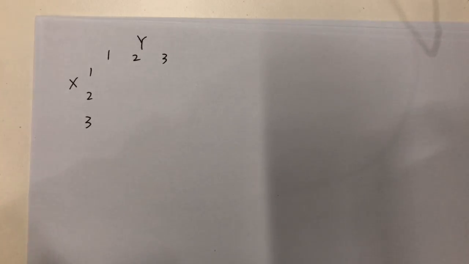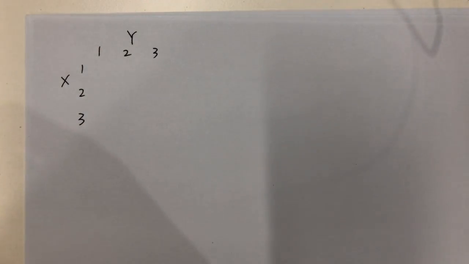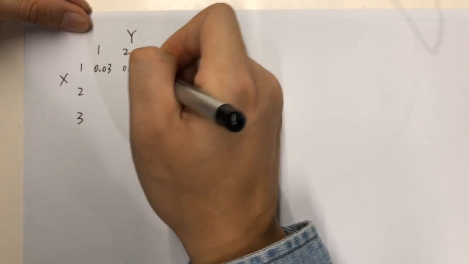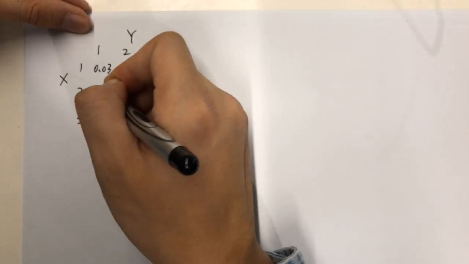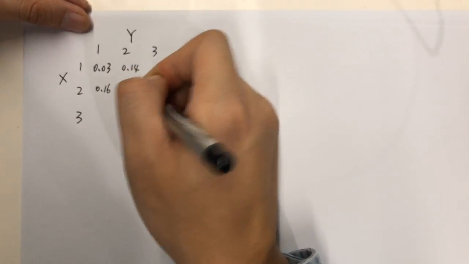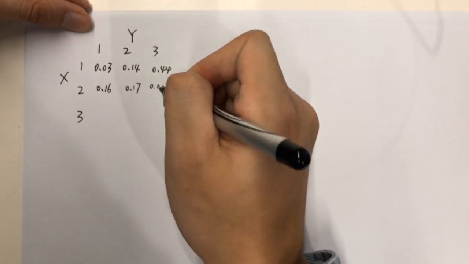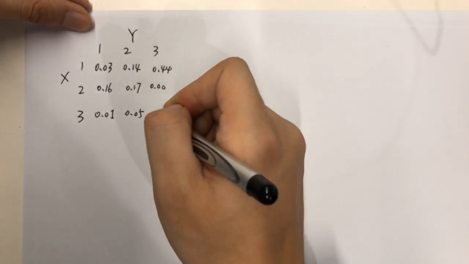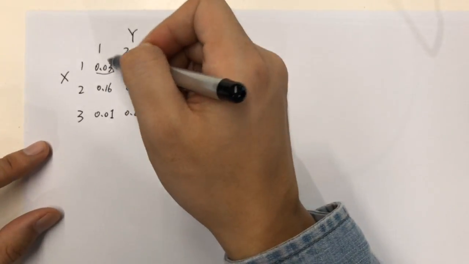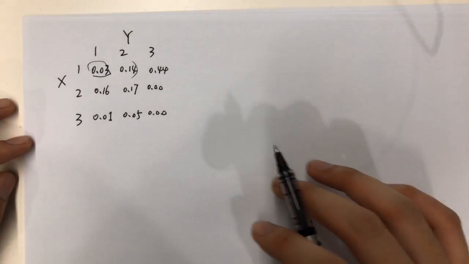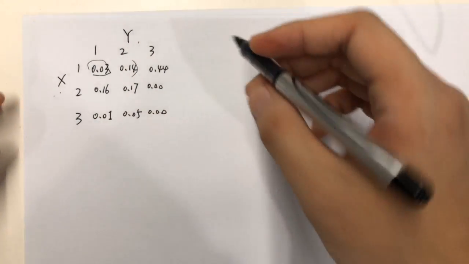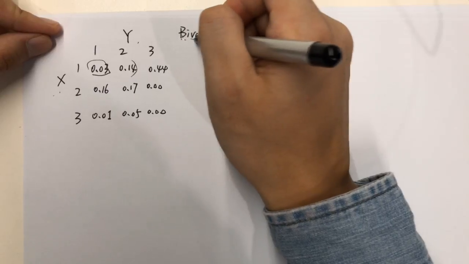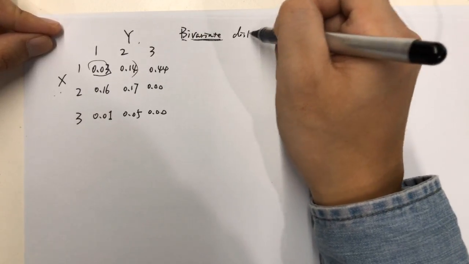Okay, so if you are given this kind of joint distribution, in the question, for example, this is 0.03, 0.14, 0.44, and this is 0.16, 0.17, 0.00, 0.01, and 0.05, and 0.00. All of those are the joint probabilities of x and y. This kind of distribution is called a bivariate distribution, which means a two random variable distribution.